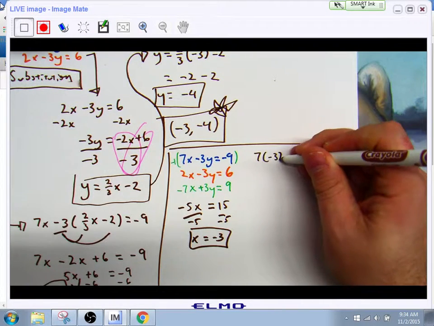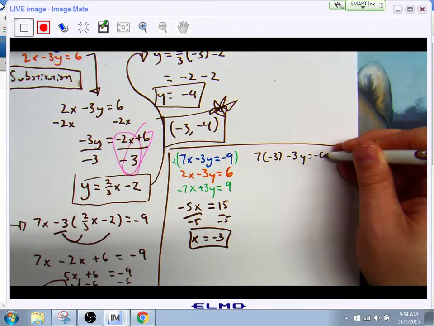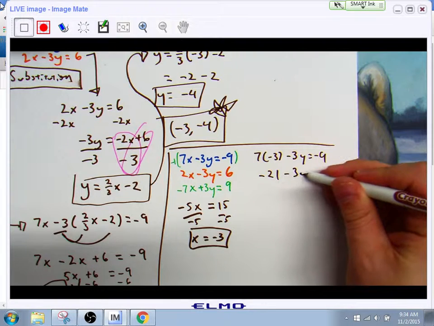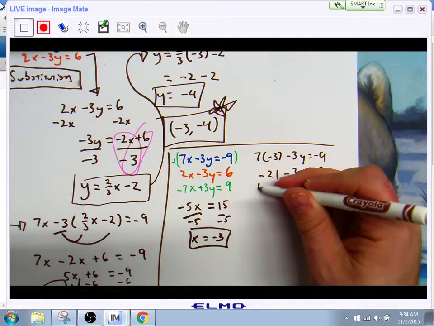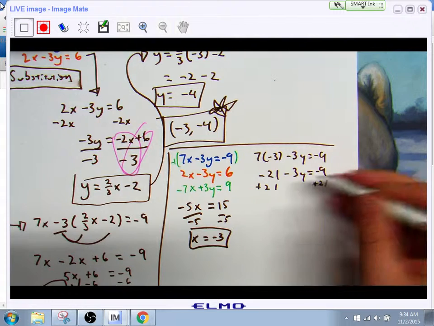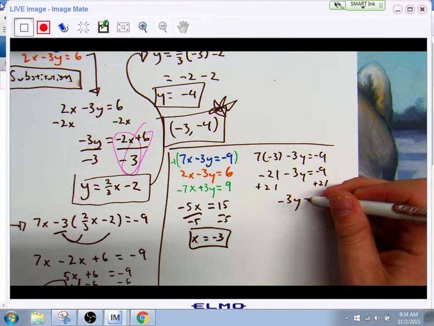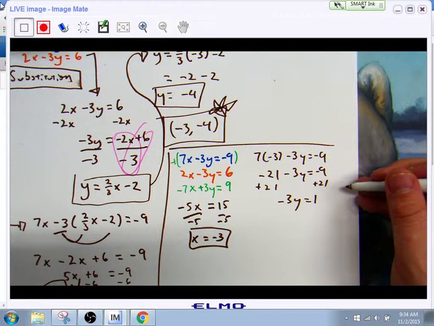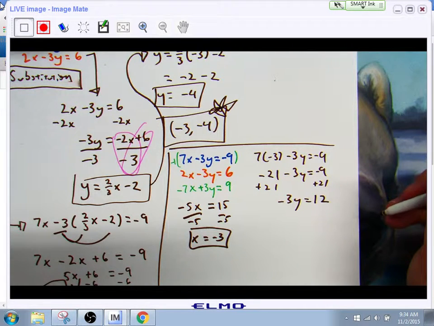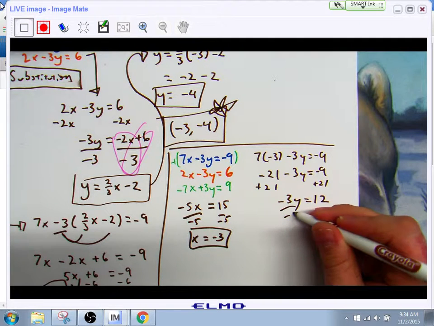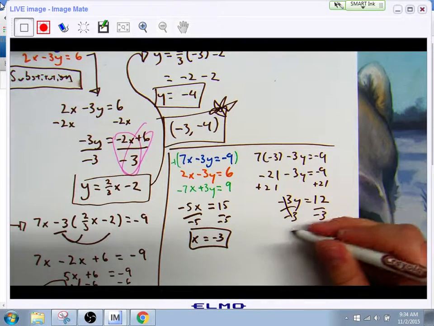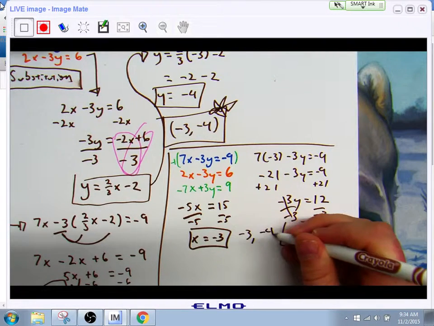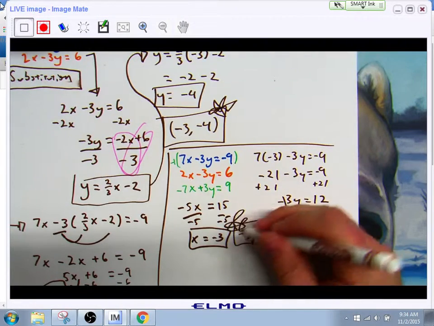7 times negative 3 minus 3y equals negative 9. That becomes negative 21 minus 3y equals negative 9. Add 21, add 21. Negative 3y is going to equal, what is that, 14? No. 12. 12 divided by negative 3 is negative 4. Sure enough, negative 3, negative 4 is my answer, just as it was here.